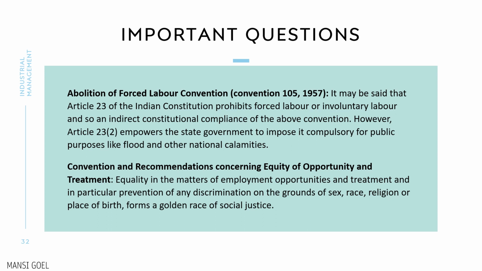Abolition of Forced Labor Convention, Convention 105, 1957. It may be said that Article 23 of the Indian Constitution prohibits forced labor or involuntary labor, and so is an indirect constitutional compliance of the above convention. However, Article 23(2) empowers the state government to impose compulsory service for public purposes like flood and other national calamities.